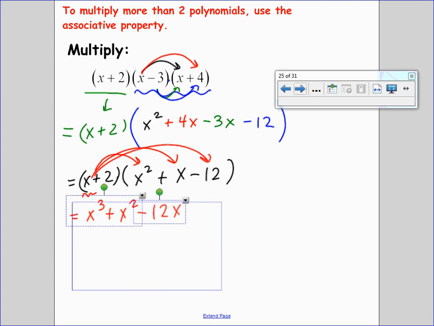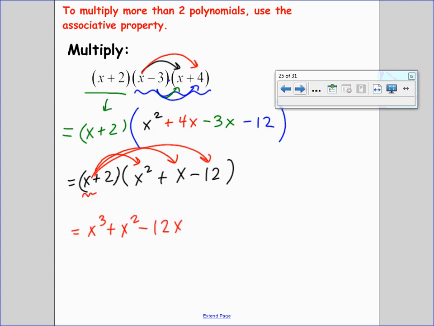Go term. Now we're going to go ahead and take the second term in that first binomial, the positive 2, and we're going to, you guessed it, distribute it through term by term that trinomial. So here we go. 2 times x squared is plus 2x squared. 2 times x is plus 2x. 2 times negative 12 is minus 24. How do we do?